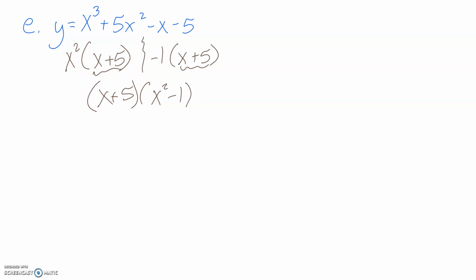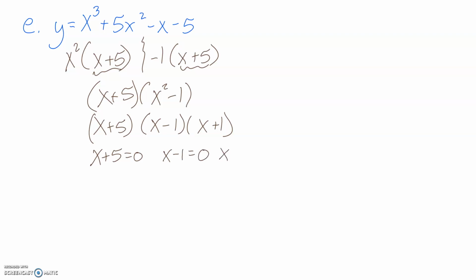Now with x squared minus 1, we can factor that further. It would be a difference of squares in this case. So we would have x minus 1 and x plus 1. Bring down that x plus 5 in the front. Now that we have that, we're going to set each one of these equal to 0. So we'd have x plus 5 equals 0, x minus 1 equals 0, and x plus 1 equals 0.